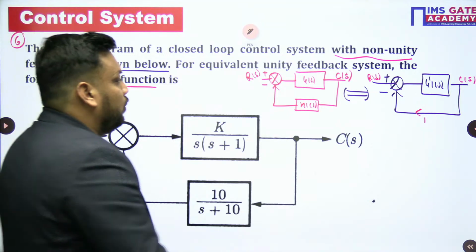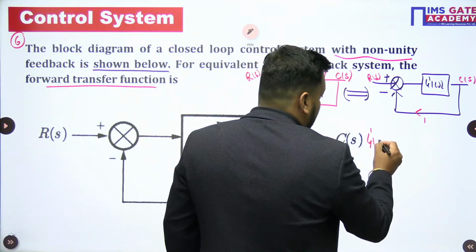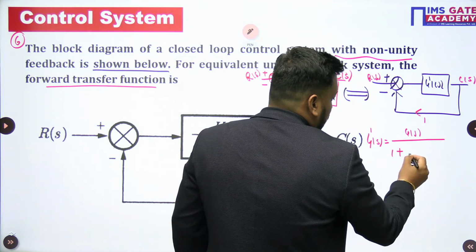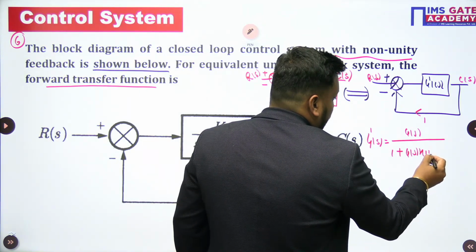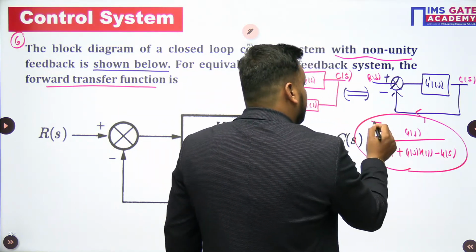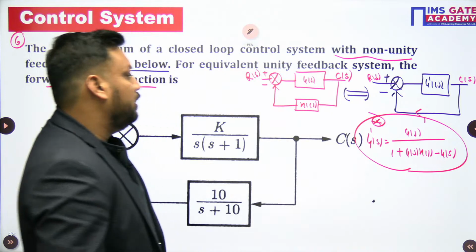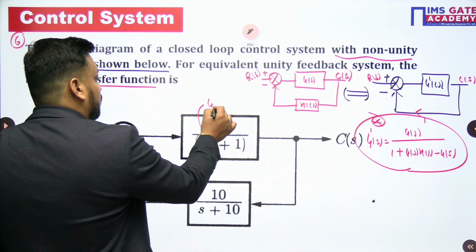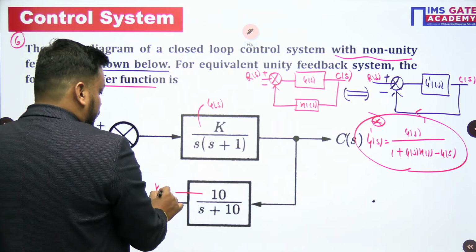So our new G dash s will be what? Your new G dash s will be nothing but G of s upon 1 plus G of s H of s minus G of s. So this is the complete derivation. I hope you remember we did this in the classroom. So here, what is the value of G of s? This is the value of G of s and this is the value of H of s.